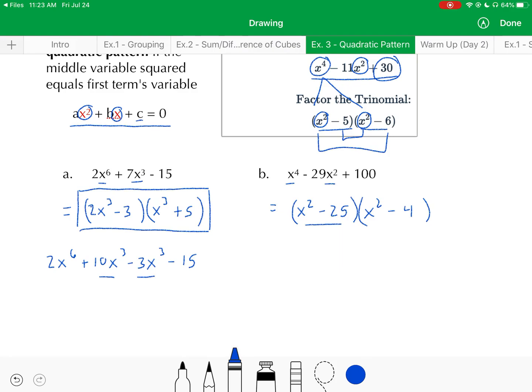Recognize that both of these factors can factor further. They're both difference of two perfect squares, so they become x plus 5 times x minus 5, x plus 2 times x minus 2. There's your complete factored form.